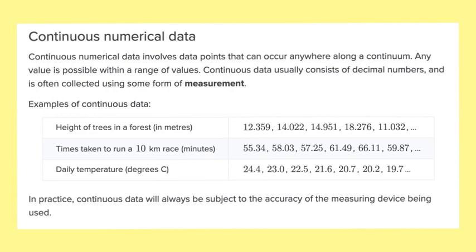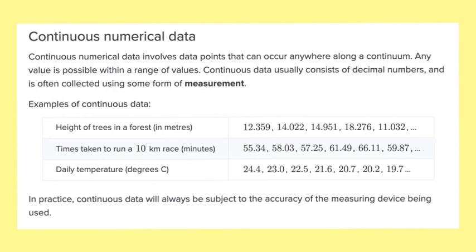Continuous numerical data. Continuous numerical data involves data points that can occur anywhere along a continuum or number line. Any value is possible within a range of values. Continuous data usually consists of decimal numbers and is often collected using some form of measurement. Some examples of continuous data are height of a tree in a forest, so that could be 12.359 meters, 14.951 meters, 11.032 meters.